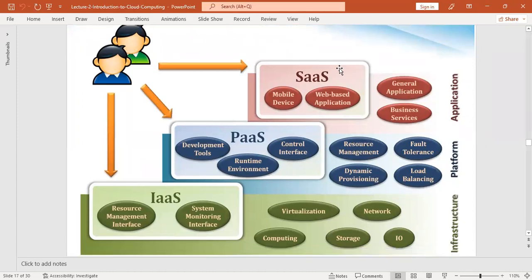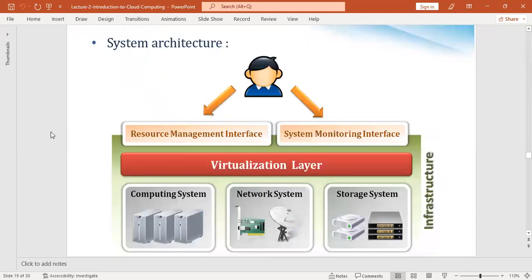So if you are at the software part, then you will only be offering web-based applications, mobile devices, and general application and business services. And if you want the cloud to offer you platform as a service, then they may offer you a lot of interfaces, a lot of runtime environments. And if you want the cloud to offer you infrastructure as a service, then they would be offering you maybe network, storage, and different systems. I'll talk about each service separately as well. So let's talk about the first service.